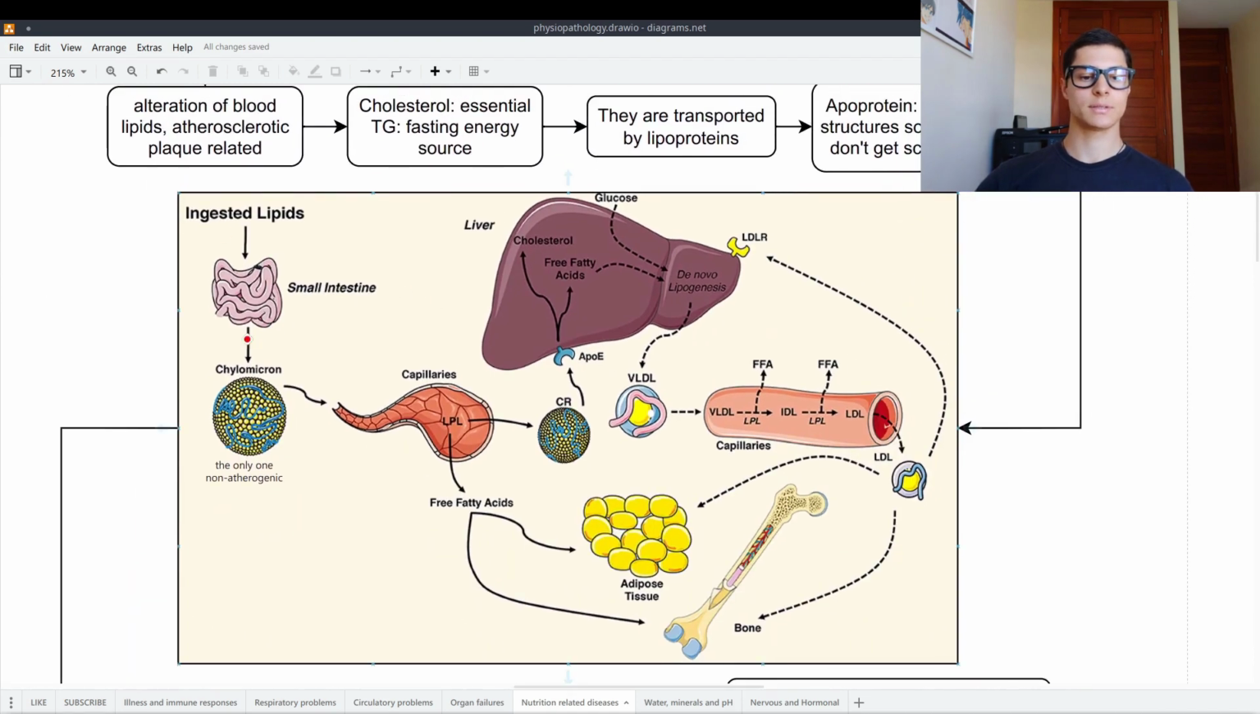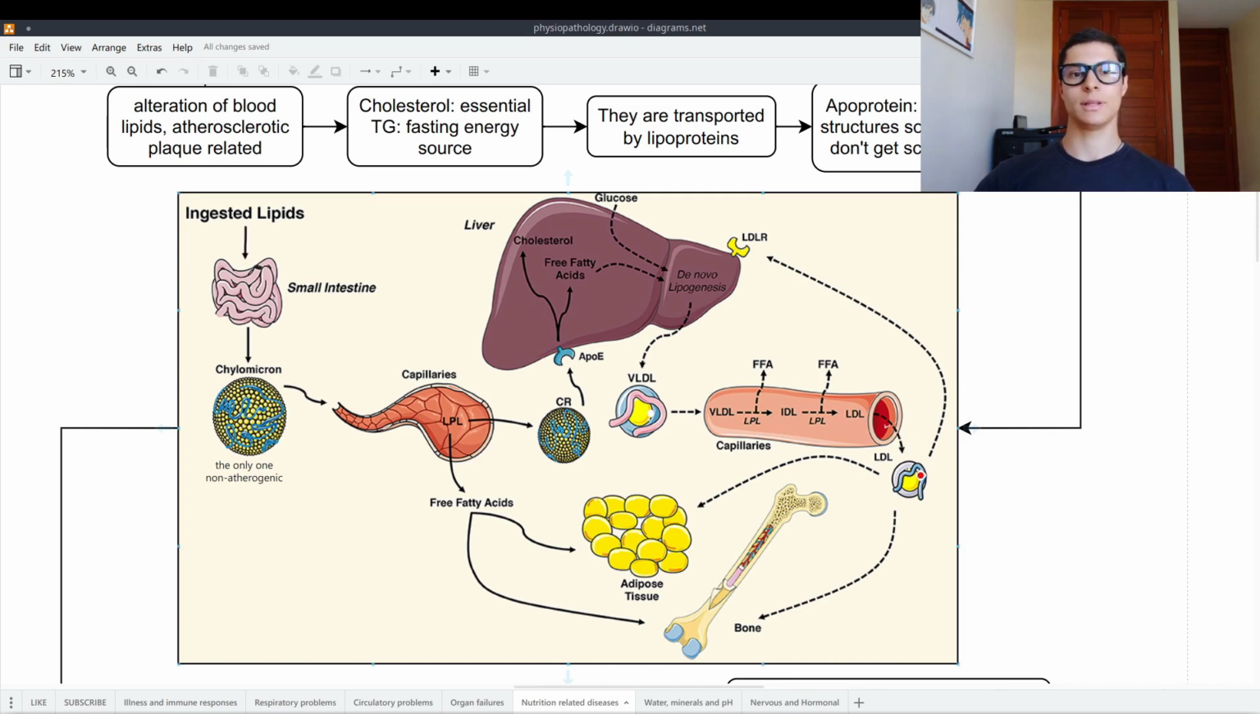So we ingest the lipids, they get in the small intestine, they are absorbed, they are put in the chylomicrons. Chylomicrons travel through the blood, and there is the lipoprotein lipase that releases the free fatty acids to the tissues. Then the chylomicrons go to the liver. In the liver they release all the cholesterol and the free fatty acids. Then these two can be bound together again and create the very low density lipoproteins that travel through the blood, releasing free fatty acids using the lipoprotein lipase, creating IDLs and then LDLs.